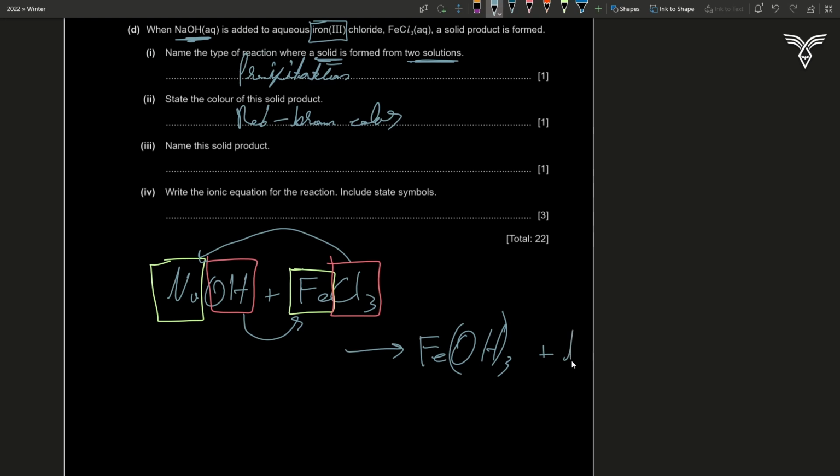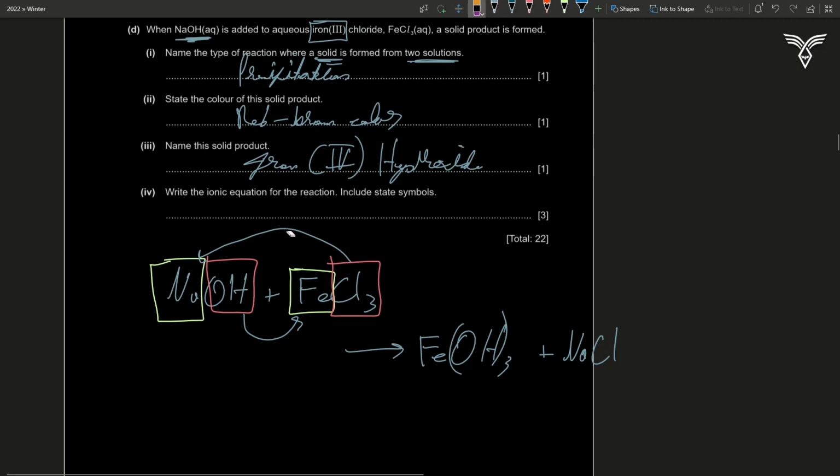And NaCl forms, which is normal salt. NaCl is soluble. Fe(OH)3 is not soluble, that's why it forms a precipitate and we see it. Name the solid product: iron 3 hydroxide.